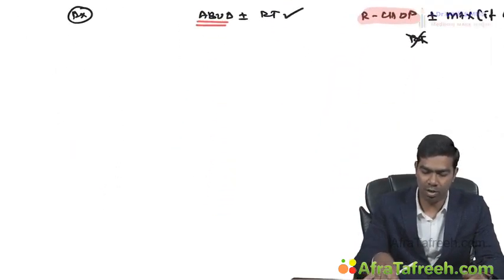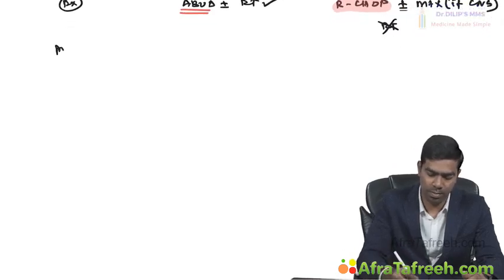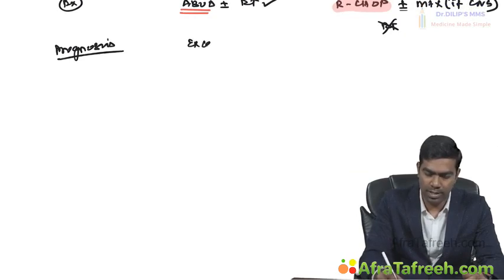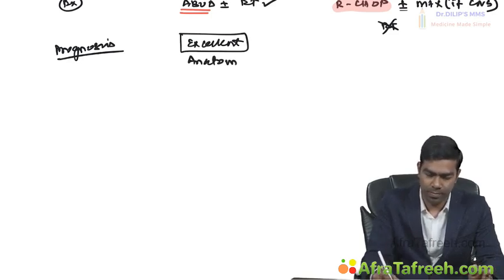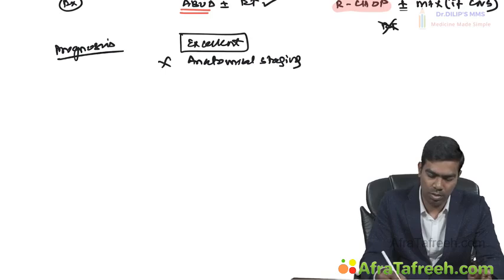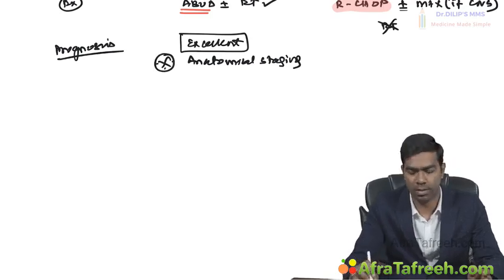And prognosis we didn't talk about. So what will be the prognostication between non-Hodgkin and Hodgkin? Prognosis tends to be excellent for Hodgkin lymphoma, and the most important prognostic factor is the anatomical staging. Anatomical staging is the most important prognostic determining factor in a Hodgkin lymphoma patient.